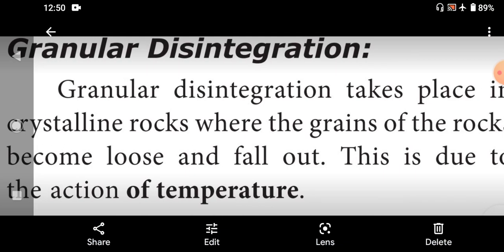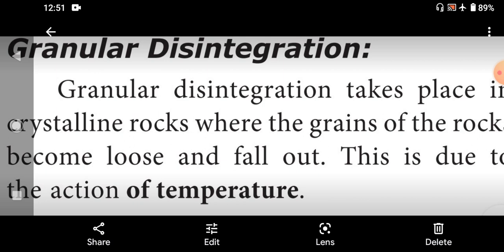Then the next one is granular disintegration. Now listen here. Granular disintegration takes place in crystalline rocks where the grains of rocks become loose and fall out. Listen very carefully: wherever crystalline rocks are there, the grains of those rocks become loose and fall out. This is due to the action of temperature.